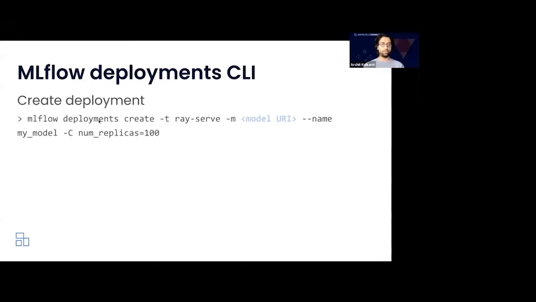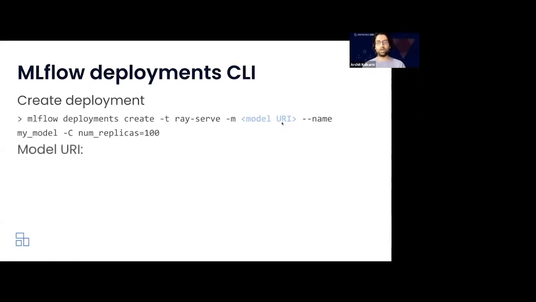MLflow deployments, that's the API that we're using. We're going to create a deployment. So we're going to serve one model. -t RayServe, that's the deployment target. And then in here, we put the model URI, which is a reference to the specific model that you want to use. And give it a name, and then you pass in this configuration parameter. Various configuration parameters you can use for RayServe, like the maximum number of requests you want to use in your batch or whatnot. Here, we'll just use num_replicas equals 100. So that just means I want to serve 100 replicas of my model all in parallel.